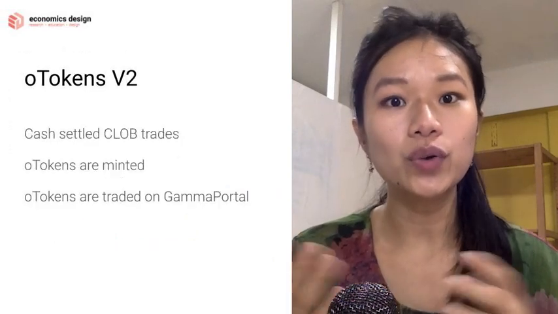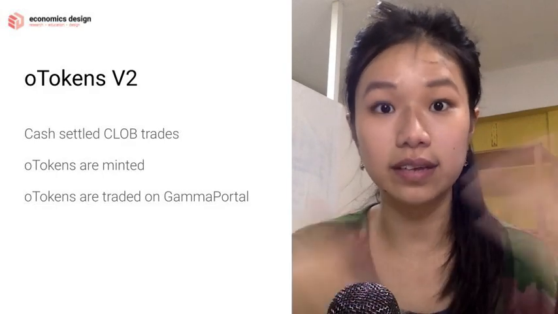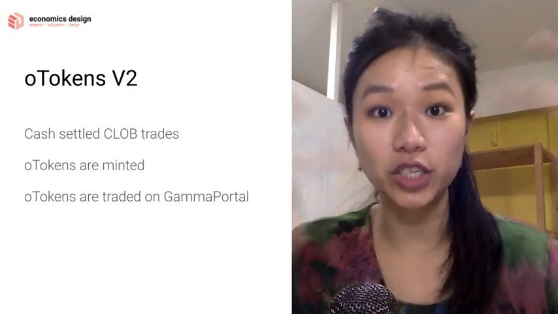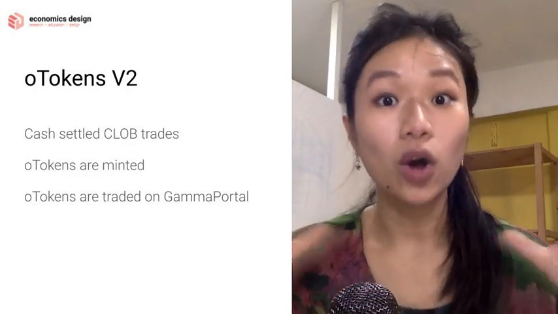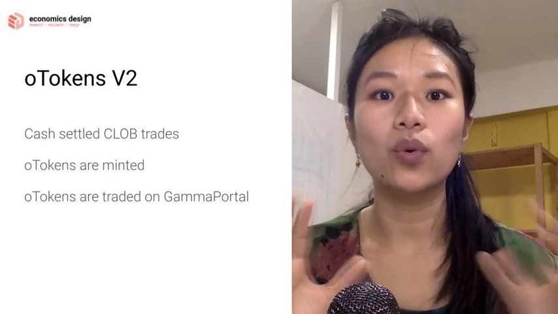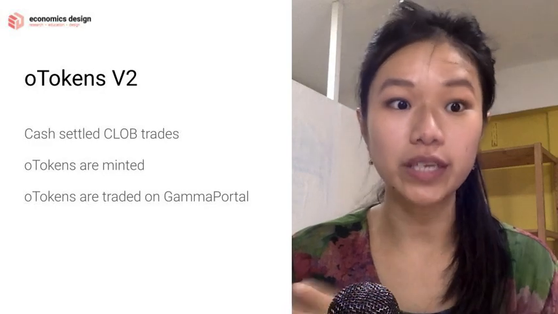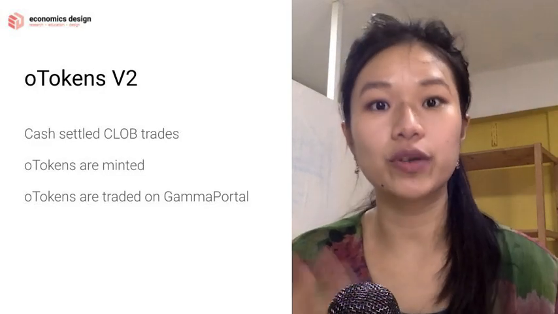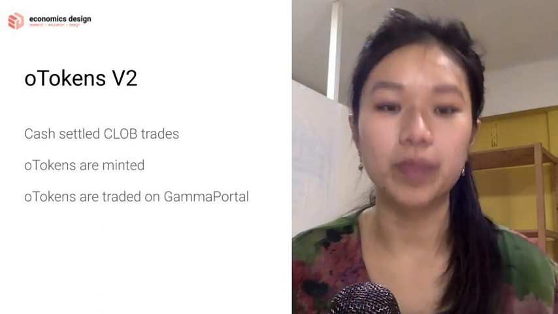In version 2, the difference is that it's cash settled using the centralized or the order book method. So it's matching the different kinds of orders. That's how you get price discovery as well. Once again, oTokens are minted. So when you put ETH in, it mints out oETH that can be traded in the centralized order book method. And then they're traded in the Gamma portal that you see in the table above.